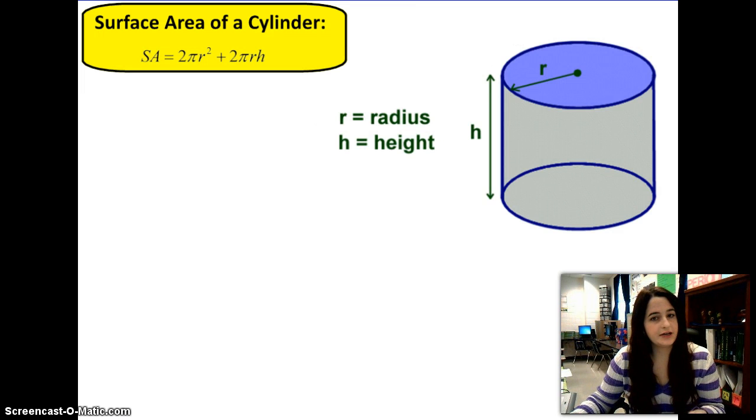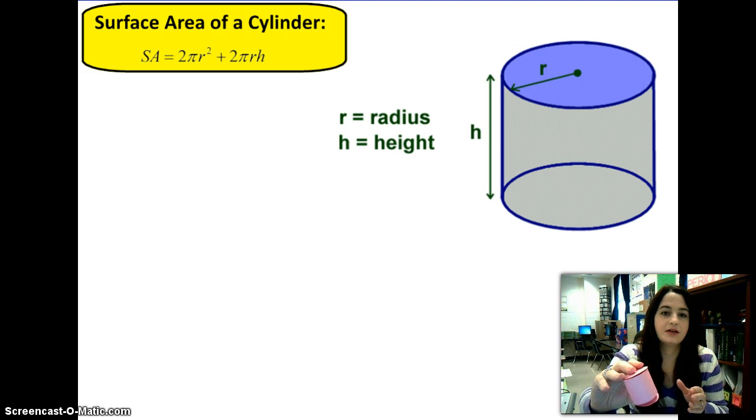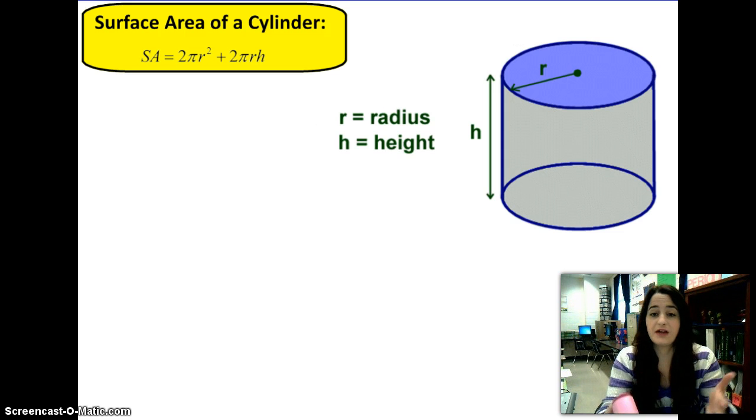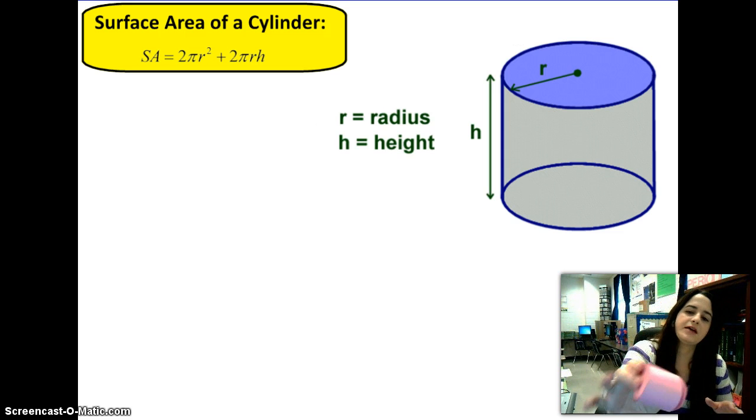Alright, so as you can see here, our next topic is to talk about the surface area of a cylinder. However, before I just show you the formula, I'd like to talk about it. What I have created here is a 3-dimensional cylinder in my hand. And what I want to do is show you what this would look like if I flattened it out. So imagine that this is like a little can.